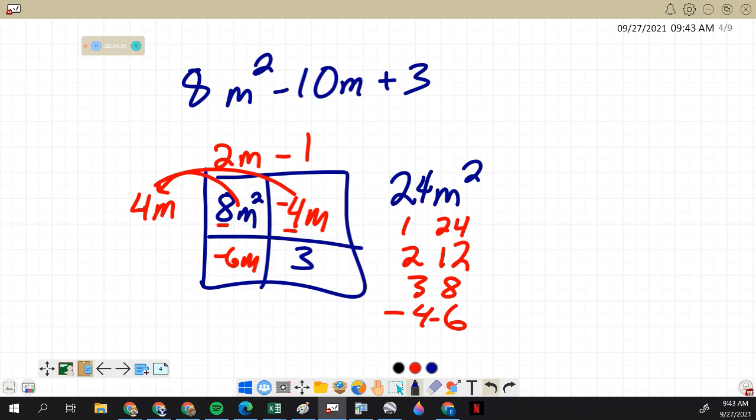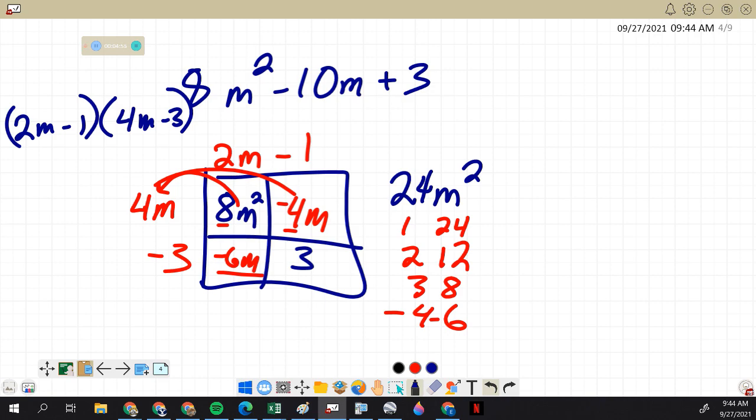Now I do the same thing with the left column. What happens when I take a 2m out of negative 6m? Well, 6 is 2 times 3. So I take out the 2 and the m, and I'm left with a negative and a 3. So the factors are 2m minus 1 and 4m minus 3.